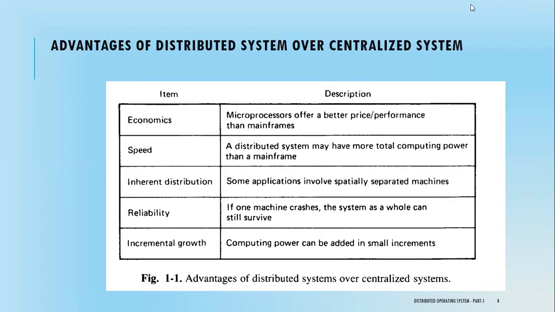Advantages of a distributed system. First one, economics, speed, inherent distribution, reliability, and incremental growth. The real driving force behind the trend towards decentralization is economics. With microprocessor technology, for a few $100, we can get a CPU chip that can execute more instructions per second than one of the largest 1980s mainframes.